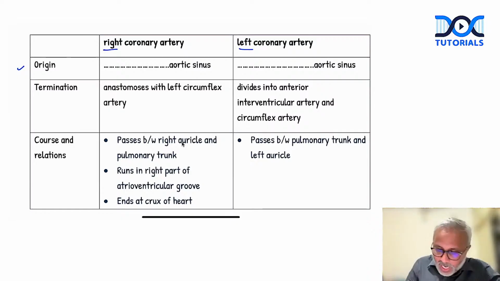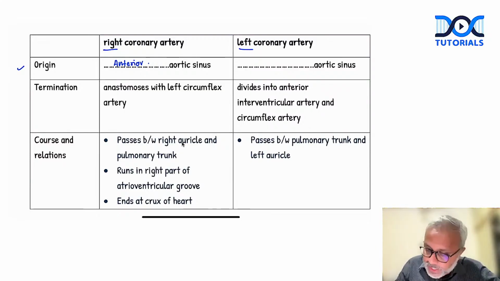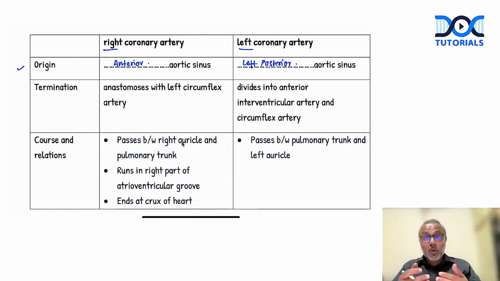The right coronary artery actually comes from the anterior aortic sinus. This is a frequently asked MCQ question in entrance exams. What is the origin of the right coronary artery and the left coronary artery? The left coronary artery arises from the left posterior aortic sinus. So anterior aortic sinus and left posterior.